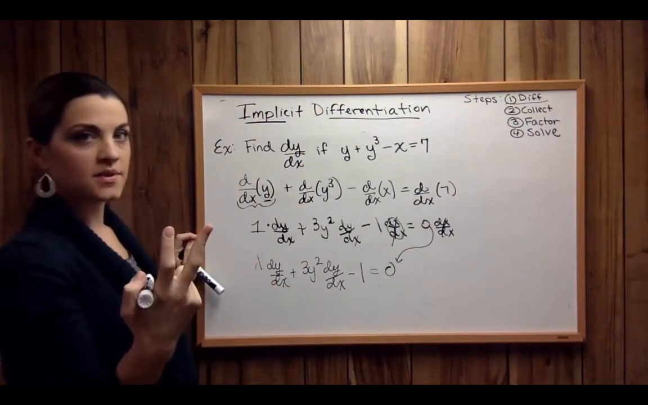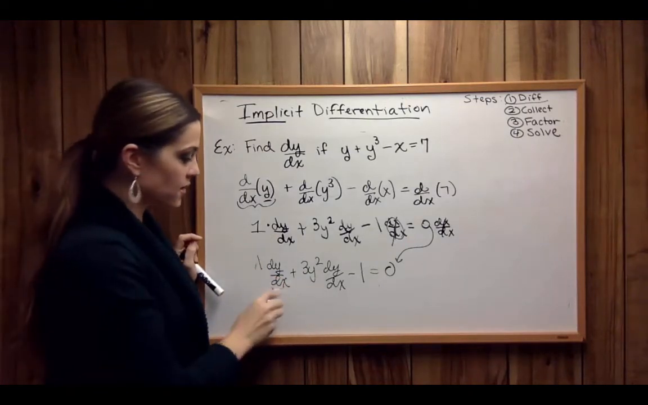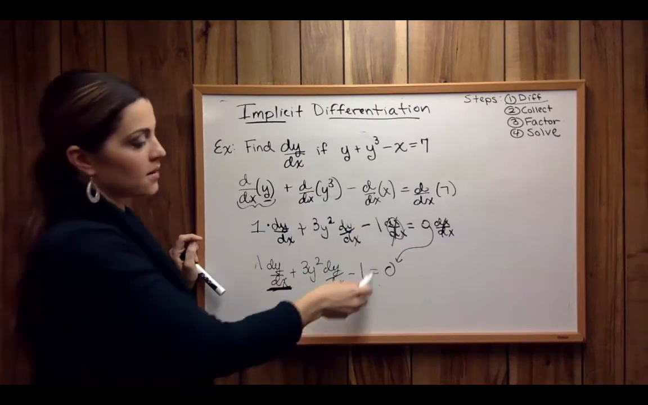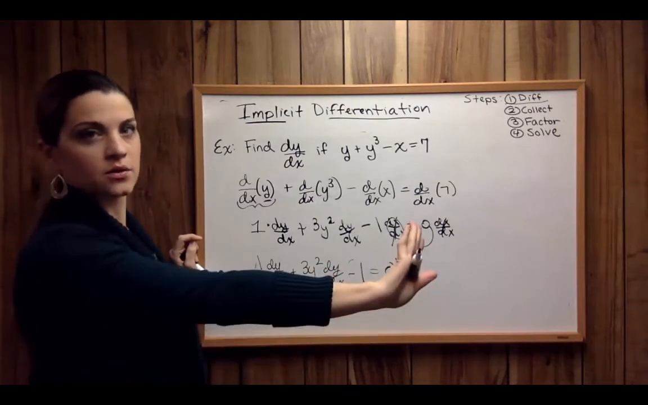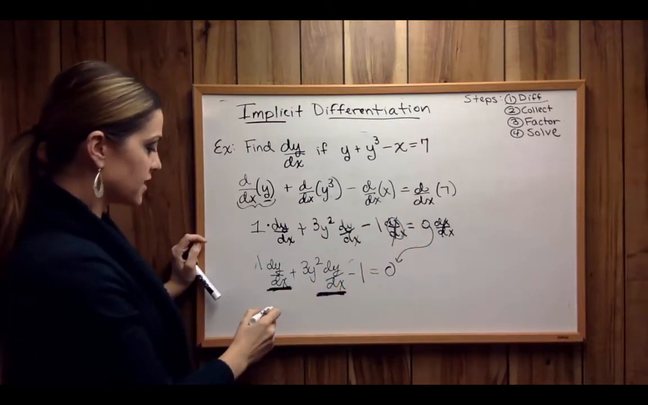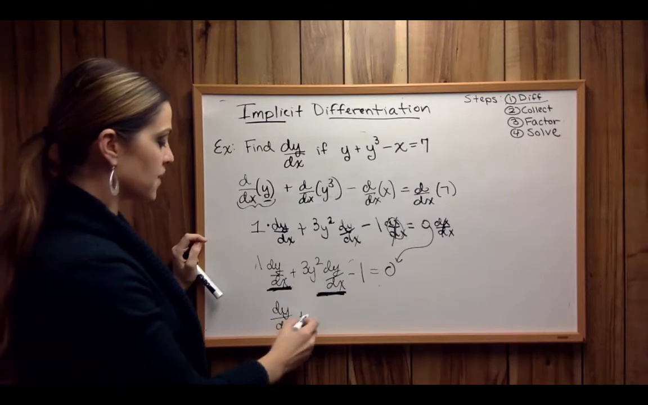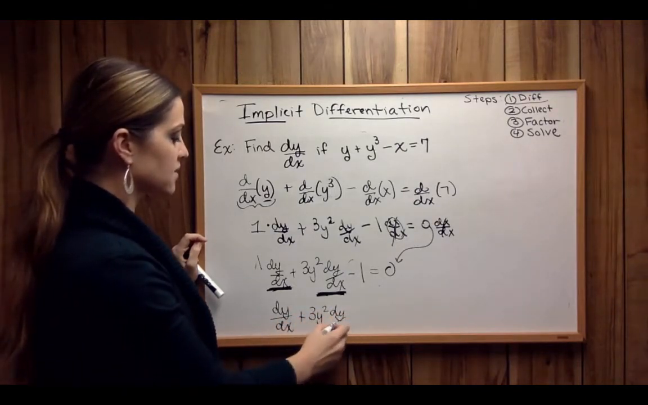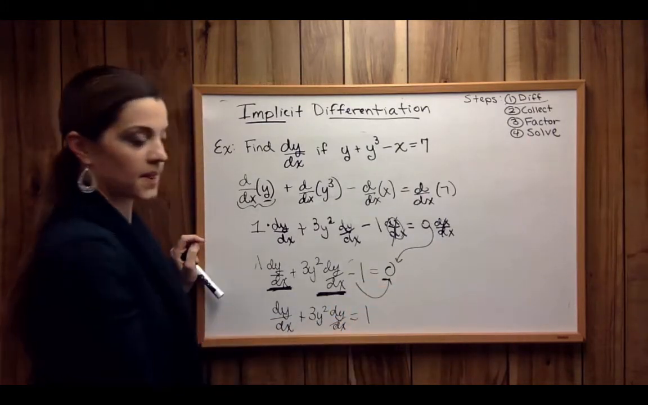The second step is to collect all your dy/dx terms to one side. So notice you have a dy/dx on this side and another dy/dx still on the same side. But this one is not. It doesn't have a dy/dx with it. So bring that to the right side. So we're going to see this as dy/dx plus 3y squared dy/dx equals 1. I added the 1 to the other side.